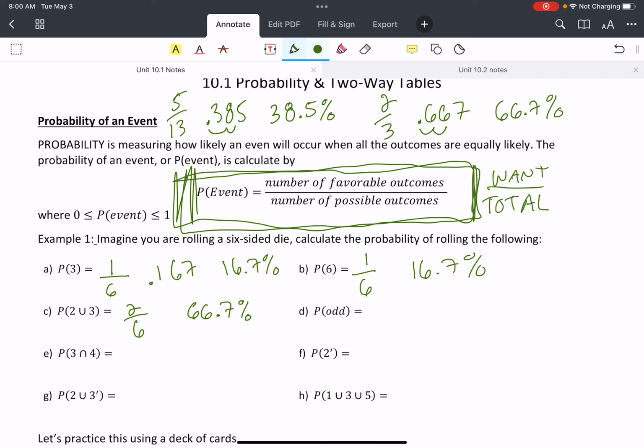Okay, let's jump to E. So E, notice the U is the opposite way. So that's our and symbol that I had you write down. So one dice, one roll. Can I roll both a 3 and a 4 at the same time? No. So that one would be 0 out of 6. Does that make sense?